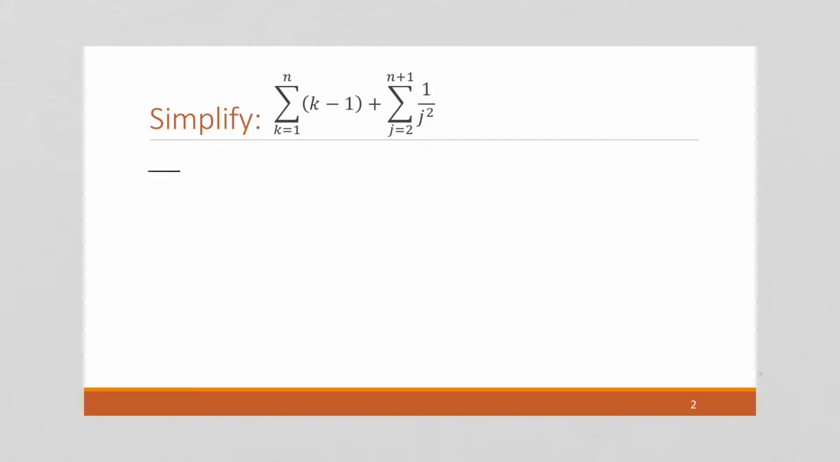So I'm going to write it up here. j equals 2 to n plus 1. And notice I want this in terms of k. So I'm going to say let k equal, well, I need to bring this 2 down to a 1. So if k is equal to j minus 1, then we're going to start at 2, subtract 1, and get a 1, which is exactly what we want over there.